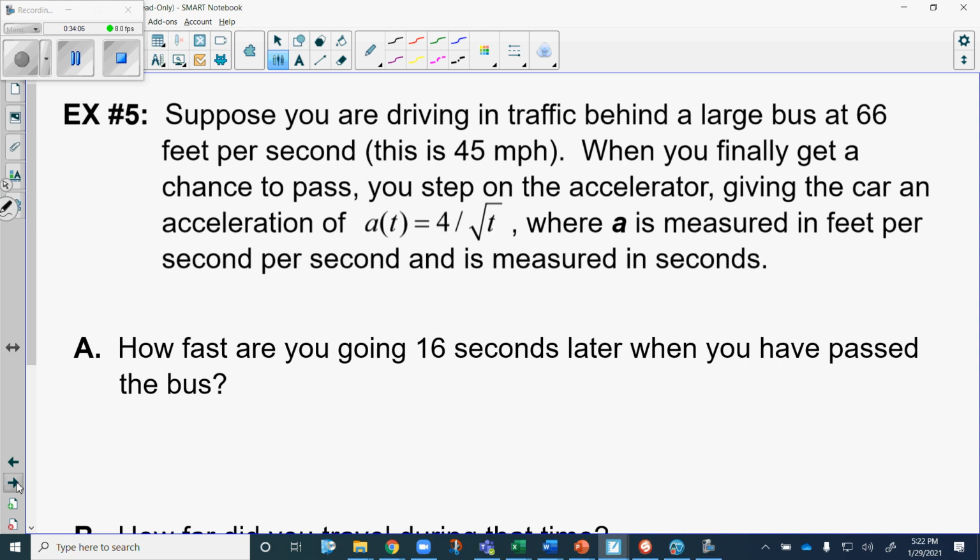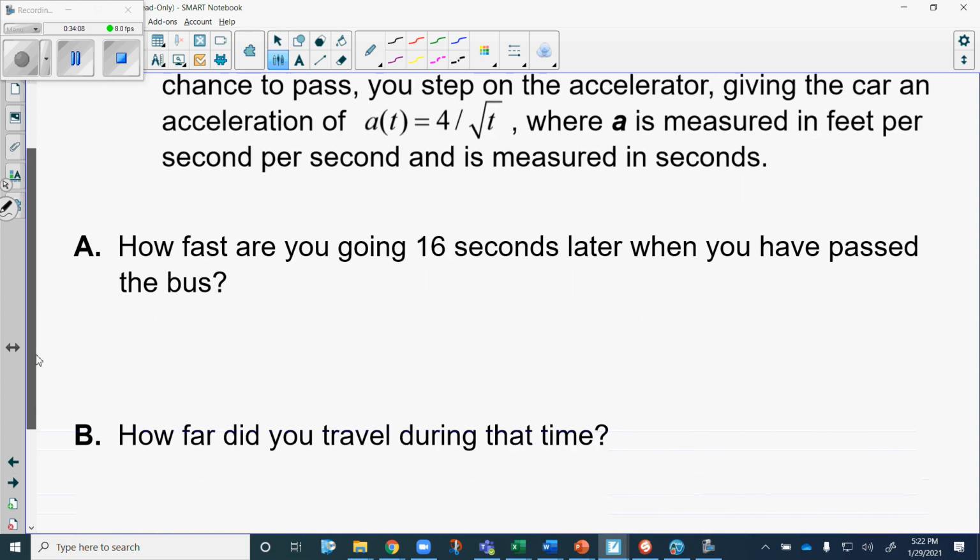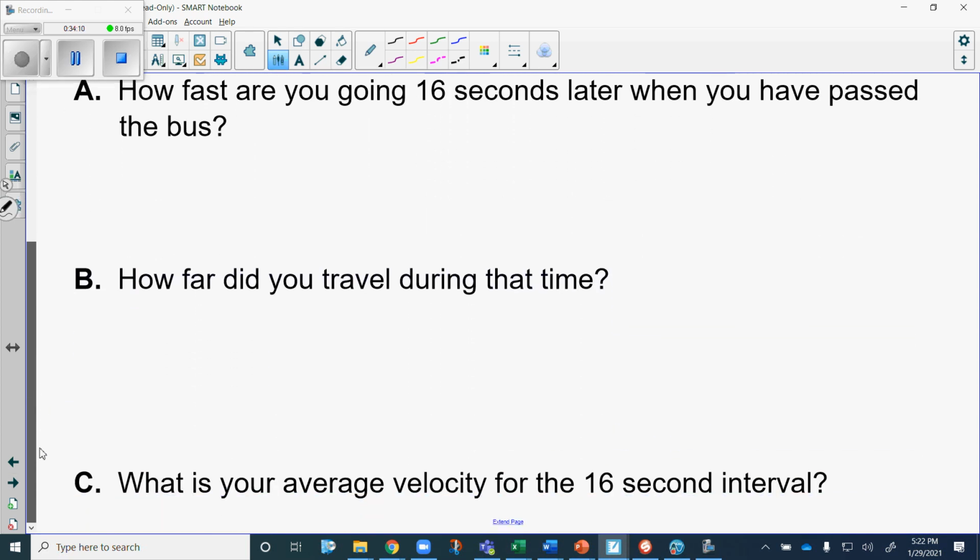And so here, how fast are you going 16 seconds after you've passed the bus? How far did you travel during that time? And what was your average velocity over the 16-second interval? So go ahead and pause the video, see if you can work these 3 out here. And when you're done, hit play and check your work with mine.